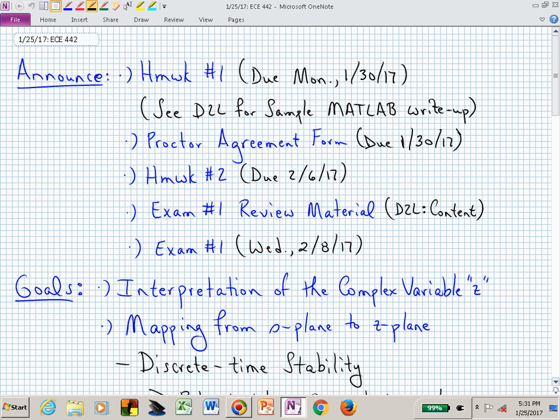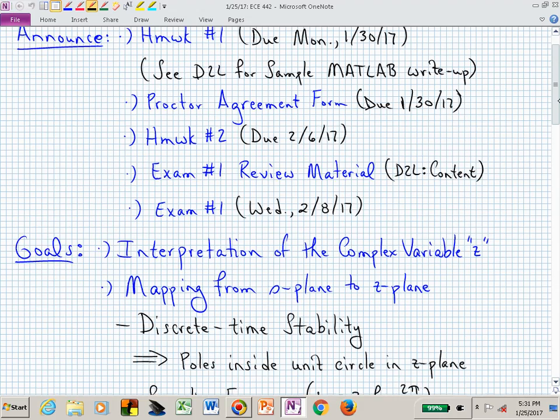I was trying to get the exam number 1 review material available on D2L, but it's not yet there. Hopefully it will be its own unit under unit number 2 on D2L on the content page. That's the plan. And then you can look at some previous exams, practice exams, to get ready for exam number 1, which is scheduled for the 8th of February.